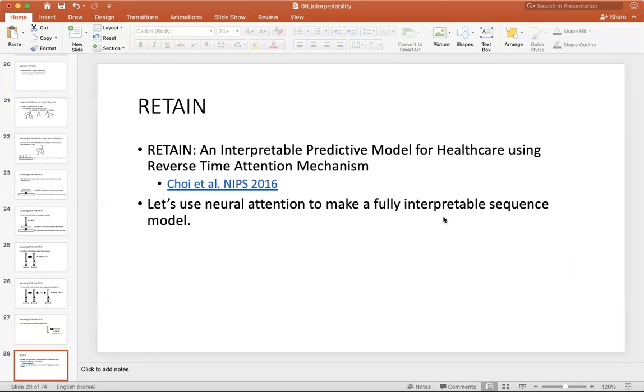Right, so moving on to RETAIN. The motivation is, let's use neural attention to make a fully interpretable sequence model. So not just indicating usefulness or importance, but actually making a full interpretation using neural attention.